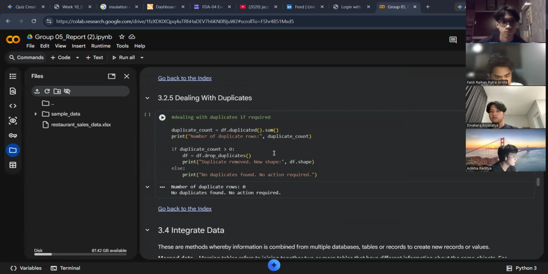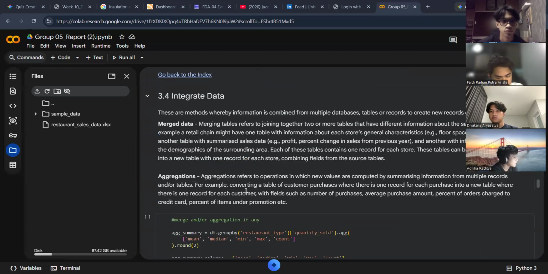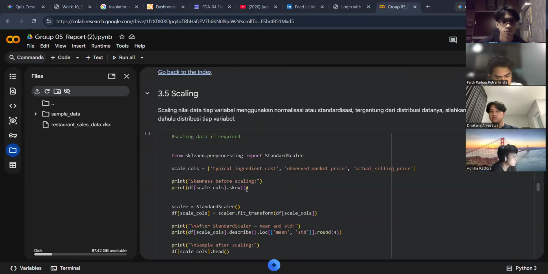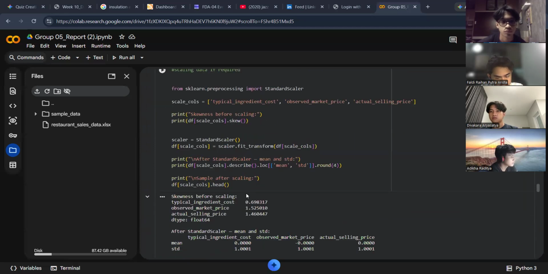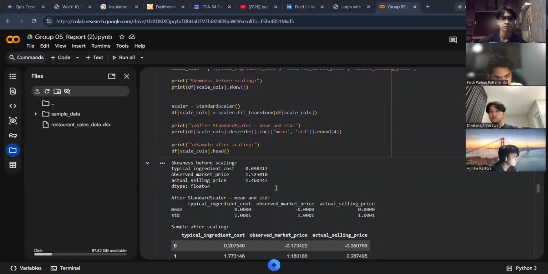required. For scaling, the 3 numerical columns, which are typical ingredient cost, observed market price, and actual selling price, were standardized using StandardScaler, resulting in a mean of 0 and a standard deviation of 1. This is important because some of the models we tested are distance-based.